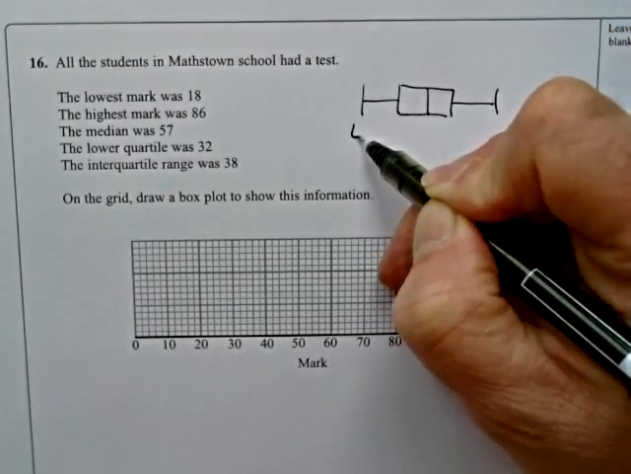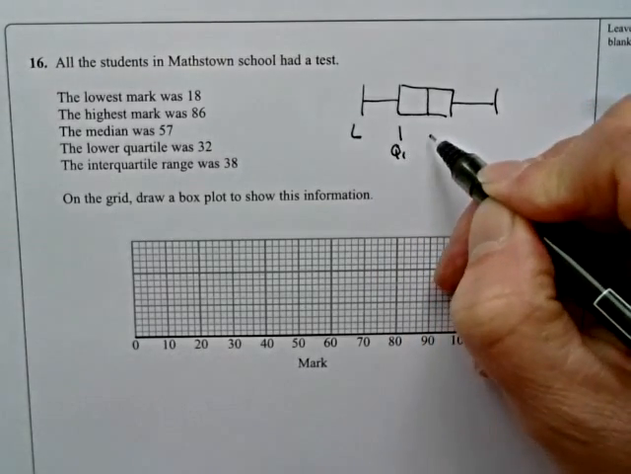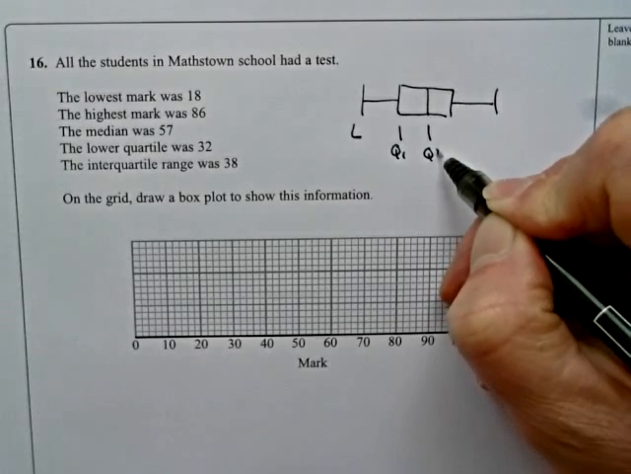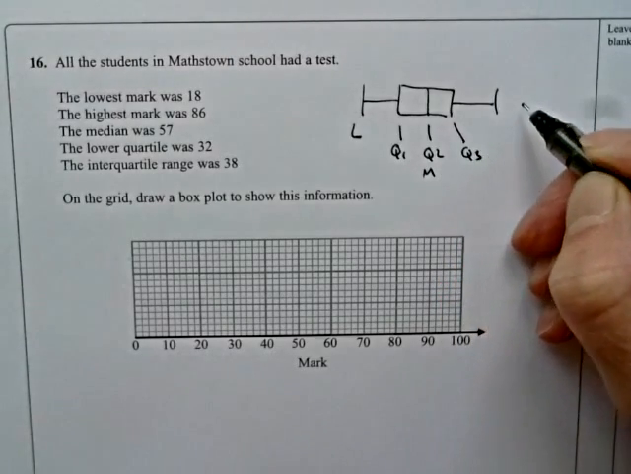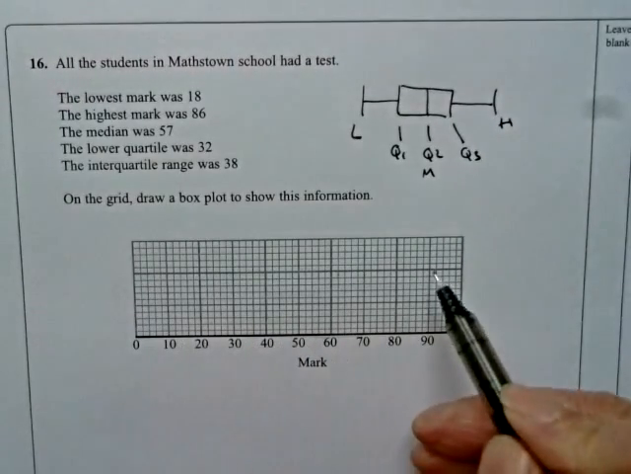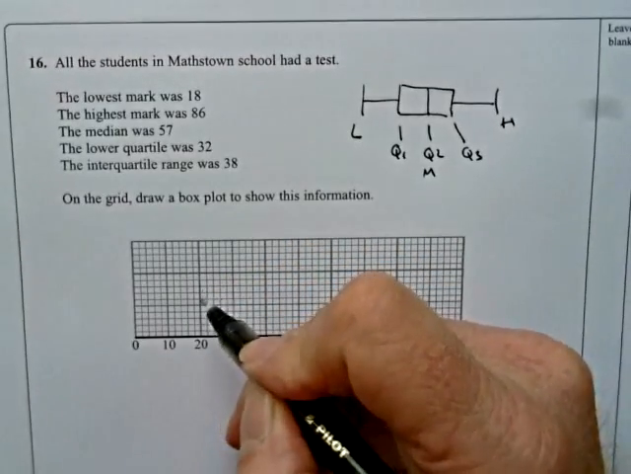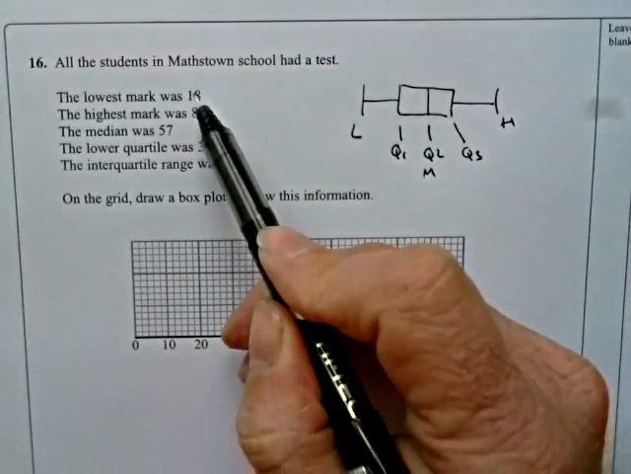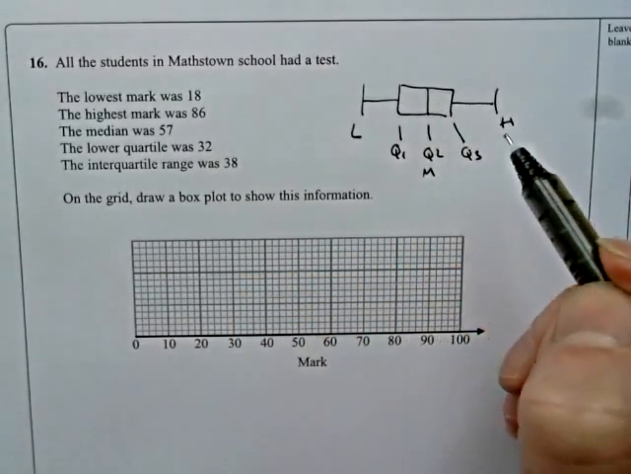Well, that's the lowest value. The lower quartile, I'll call that Q1. The median, or the second quartile, and the third quartile, the upper quartile, and then the highest value. So I'm going to use the middle section here. You could use all of it if you wanted to, but I'm just going to use the middle. The most important thing is that you get it done accurately to scale and that you show these 5 features.